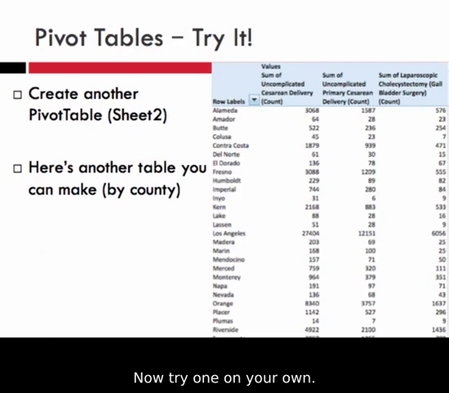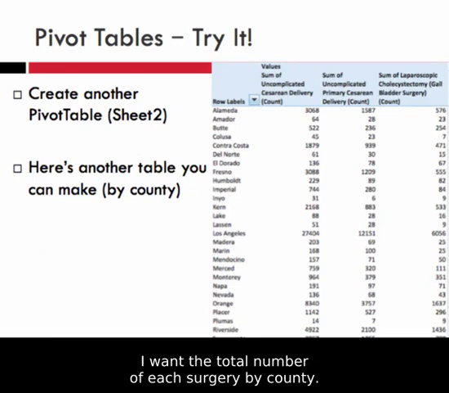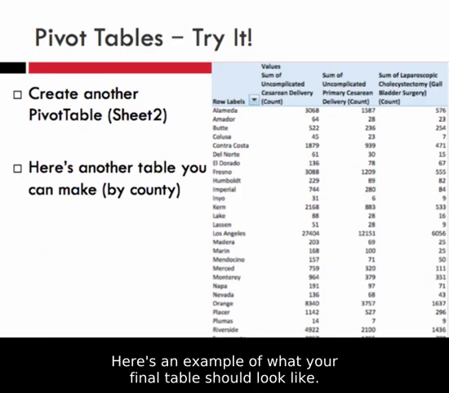Now try one on your own. Select the data again and insert a new pivot table. I want the total number of each surgery by county. Here's an example of what your final table should look like.